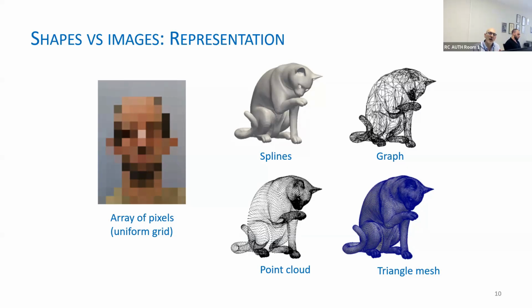Instead, as I already mentioned, in the 3D domain, representing shapes, we can have different forms. So we can have a mathematical representation using splines. We can have a graph. We can have a point cloud or a triangulated mesh. So the shape is the same, but you see we can have different representations.